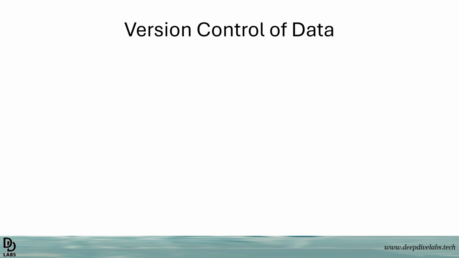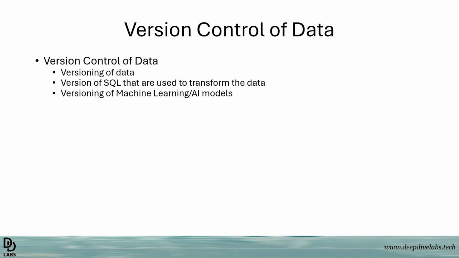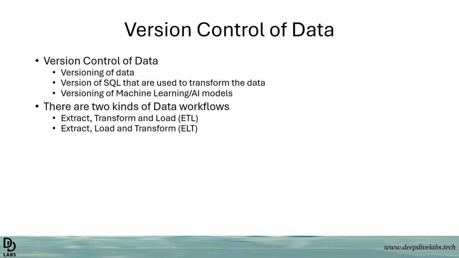So having talked about version control of application and infrastructure, I wanted to end by talking a little bit about version control of data. Version control of data includes versioning of your data, versioning of SQL that is used to transform your data, versioning of machine learning. When you are using advanced machine learning models, how do you version? So there are multiple version controls that are really required here. First it starts with security of your data, then it comes with version control of your data as well.